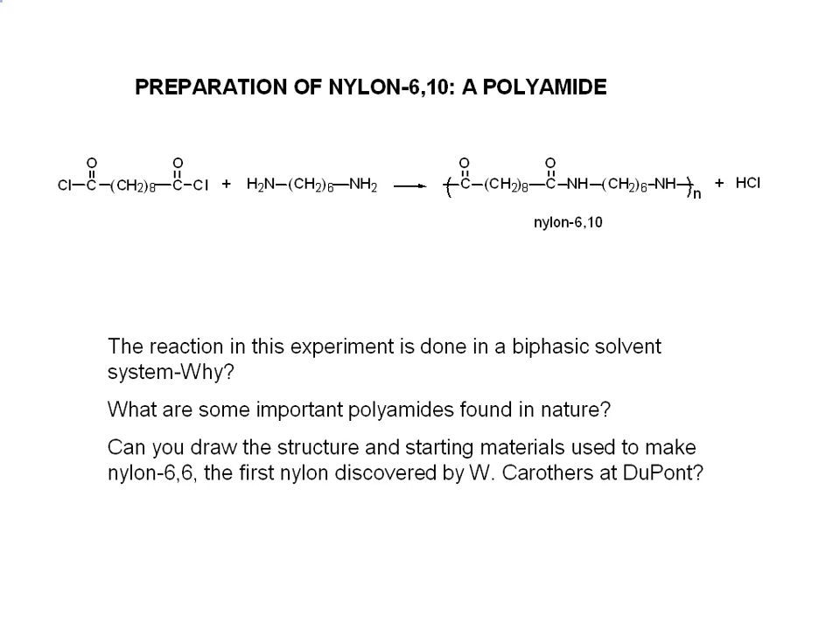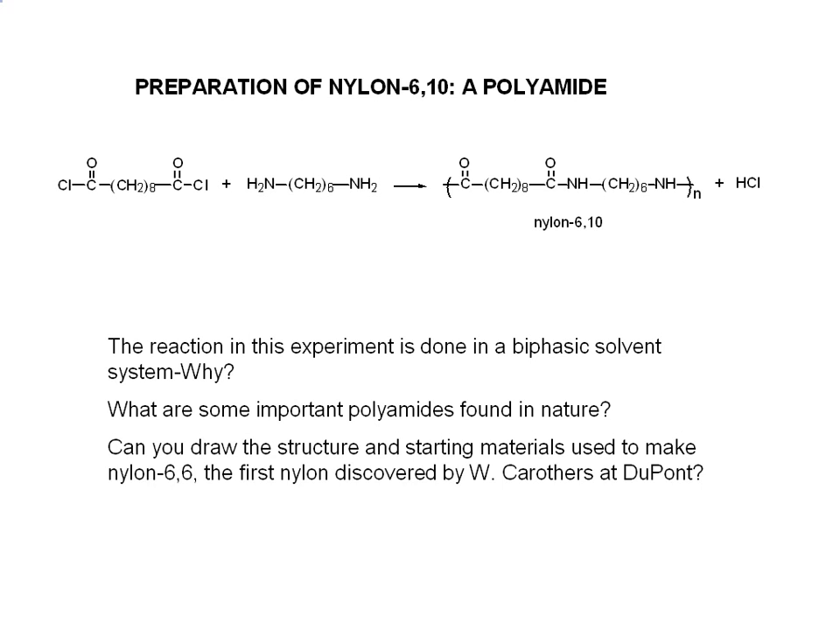In our lab, we're going to make nylon 6,10, and nylons are polyamides. Now this reaction is an addition-elimination reaction where you're adding an amine to an acid chloride. And this reaction is done in a biphasic solvent system. Think about why that is.